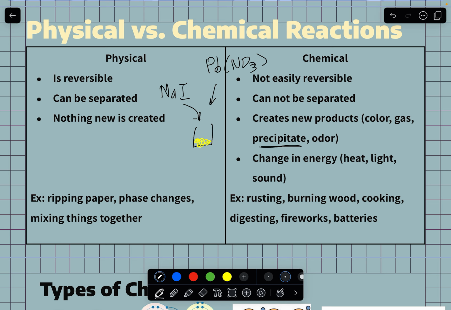Okay? Chemical reactions also typically have a change in energy, whether that's heat, light, or sound energy. Some examples are rusting, burning wood, cooking, digesting your food, fireworks, and batteries. Those are all chemical reactions.